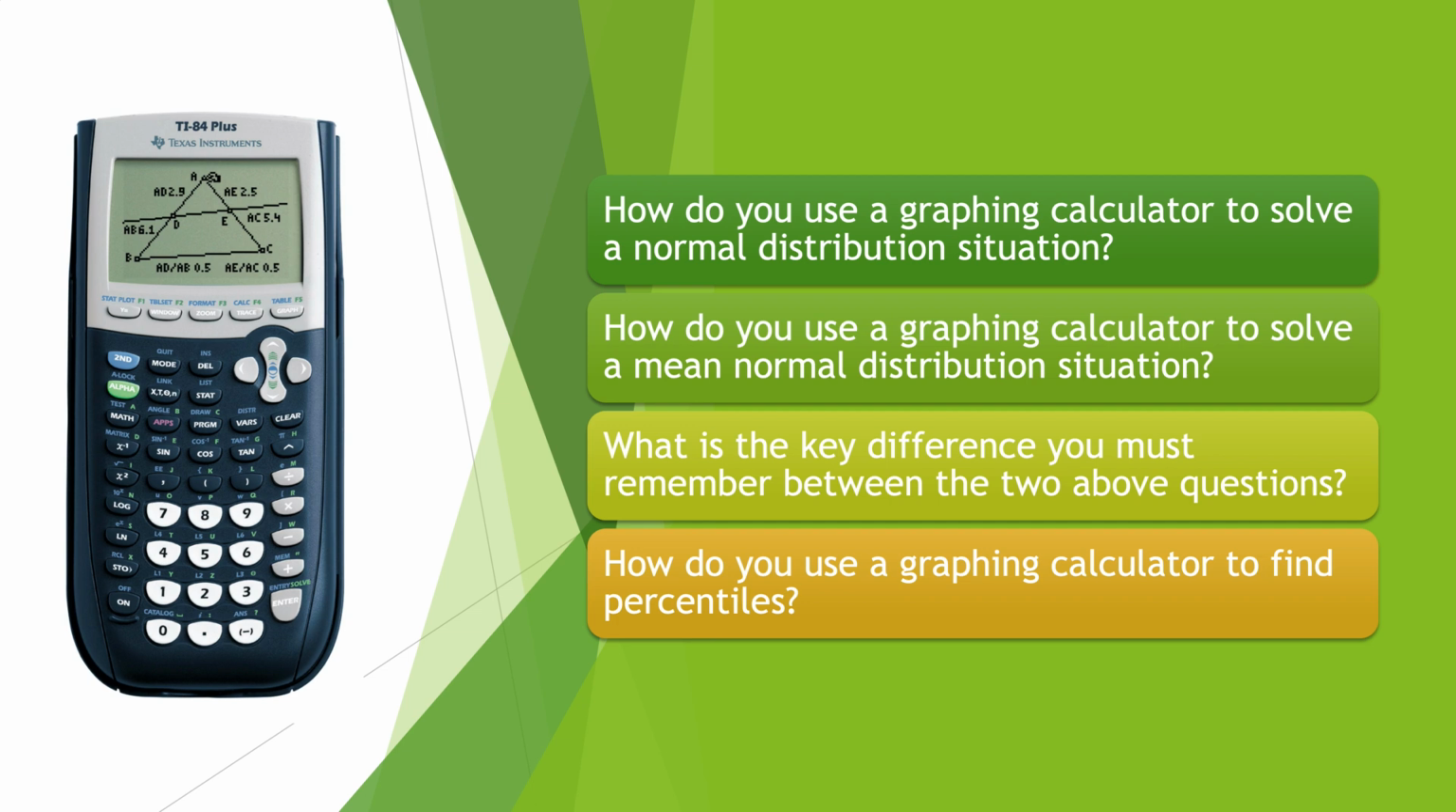What's the key difference that you must remember between the two above? It's dividing by the square root of n on the standard deviation. And for that, you see, is it about means or is it about a single normal curve for just a particular score? And then how to use a graphing calculator to find percentiles? That would be second VAR's inverse norm. So that sets you up with, I think, everything you need to know with central limit theorem applications and using the calculator. Have an awesome day.